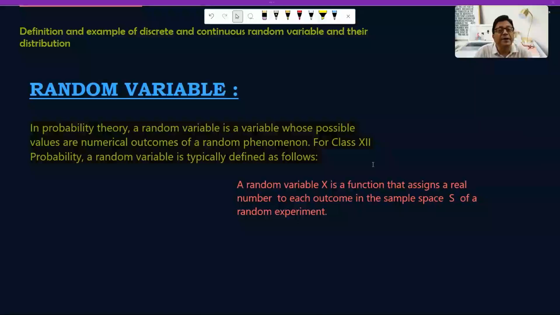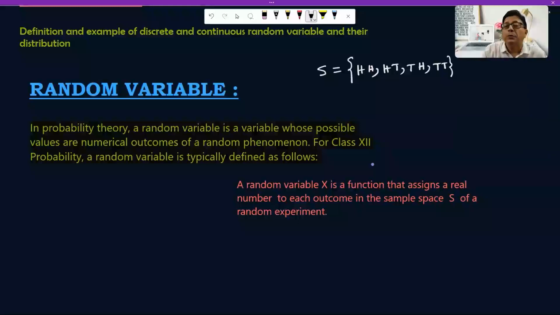Then what is a random variable? If I consider a random experiment of tossing a coin twice, you have done it so many times. When you are tossing a coin twice, what are the outcomes over there? That is known as the sample space. If you write the sample space, it's going to be like this: HH, HT, TH and TT. This is the sample space.